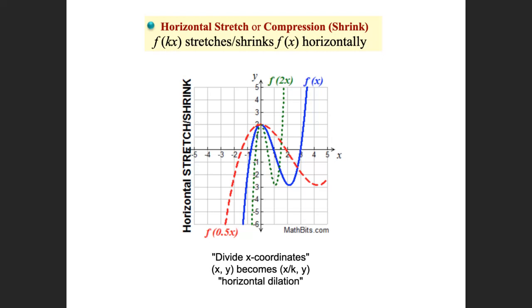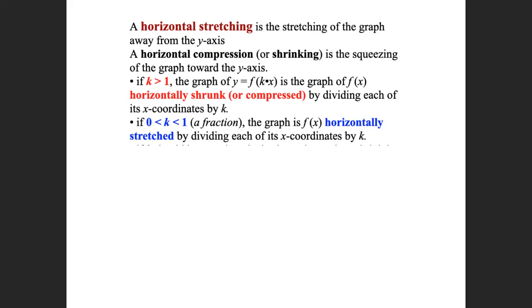And then if you multiply inside, they call these horizontal stretches and shrinks. So if the k value is less than 1, it's going to horizontally make it wider, or horizontally shrink it up. We don't really deal with those that often. And here's the terminology for that.